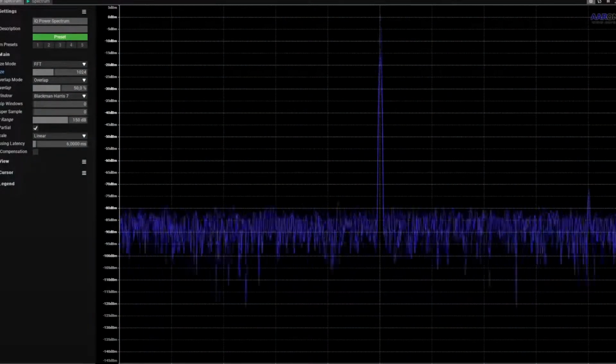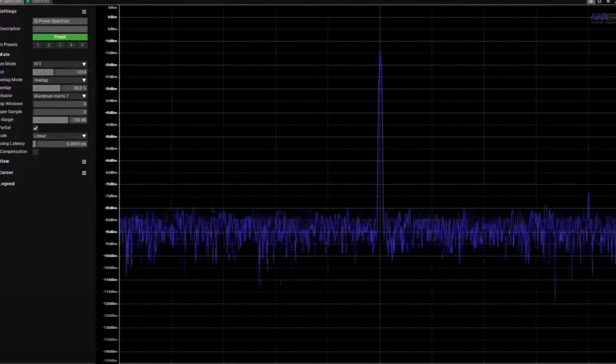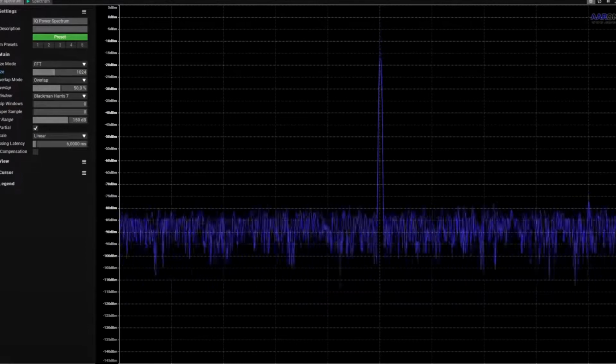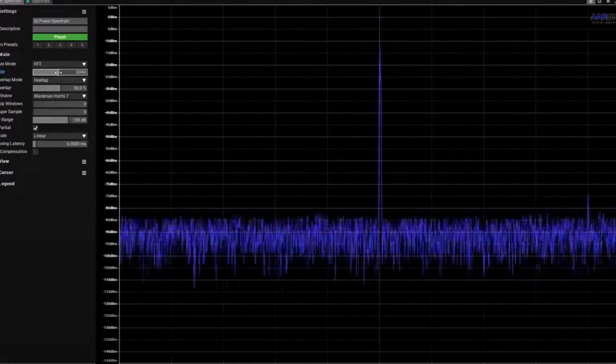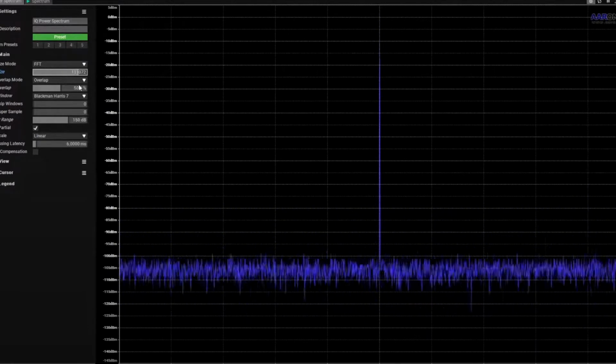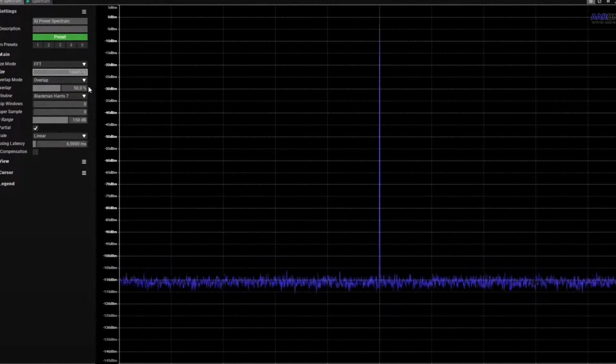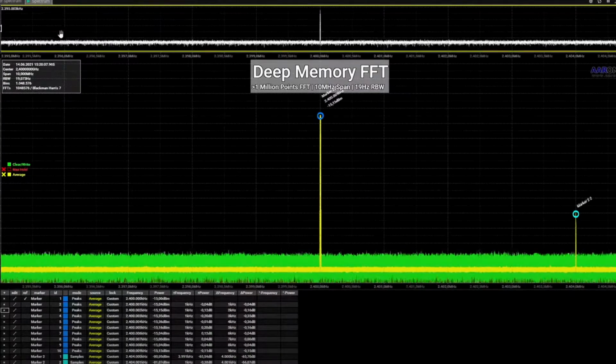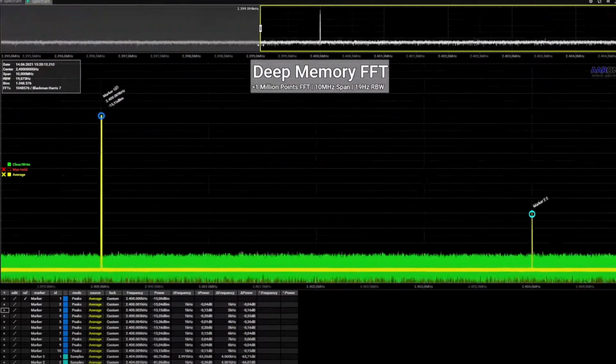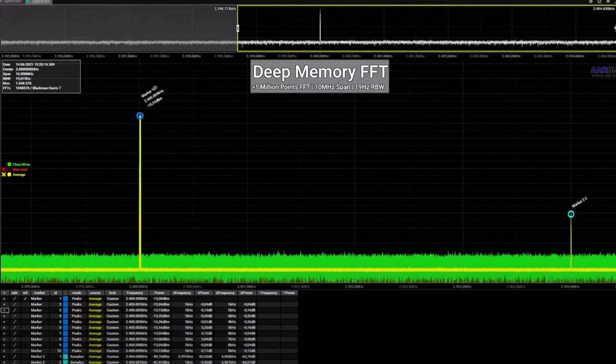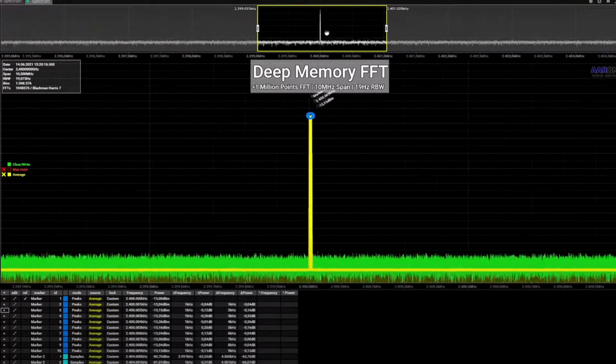Here is a demonstration of how powerful a deep memory FFT measurement can be in the Aaronia Spectran V6 real-time spectrum analyzer series. This is an RF signal around 2.4 GHz, measured using a classic 4K FFT. Watch the result showing lower noise and a more detailed RF signal, gradually increasing the FFT size to 1 million.